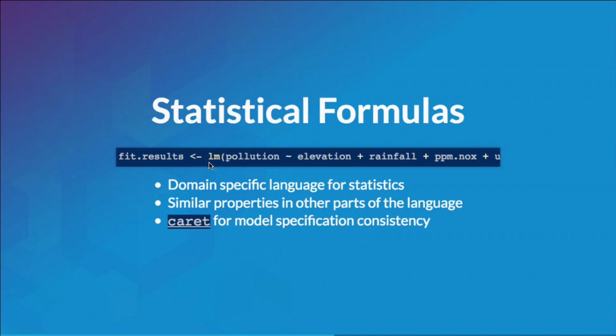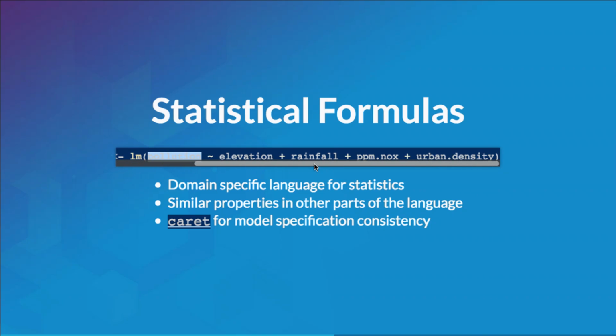We're going to output it to fit results. And so we've labeled it as a linear model here. That's a function. And then we're going to say that we're making predictions on pollution. And then we have a number of covariates here that are going into that, right? So we're just doing a simple linear model here. In this case, these are purely additive.